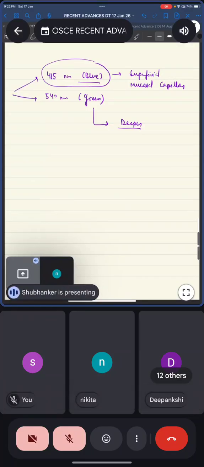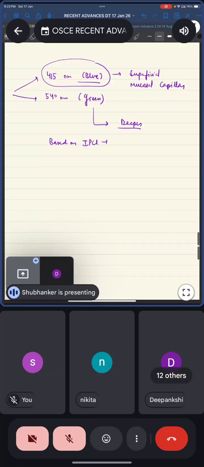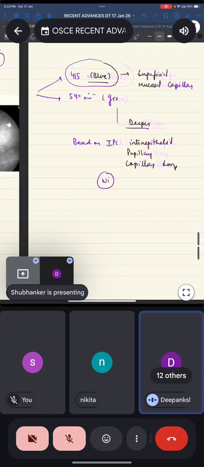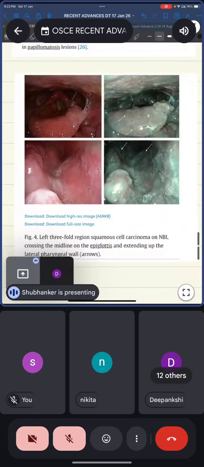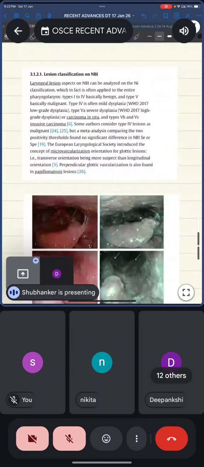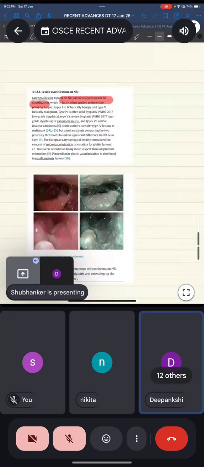And here it is based on IPCL. What is IPCL? IPCL is basically intraepithelial papillary capillary loops. Yes, doctor, absolutely correct. And the name of the staging is NI staging. This is the paper from where I've taken the images. See, this is of a similar kind, and this is the name which I could find. NI classification. Okay, not from Scott, one of the ResearchGate publications.